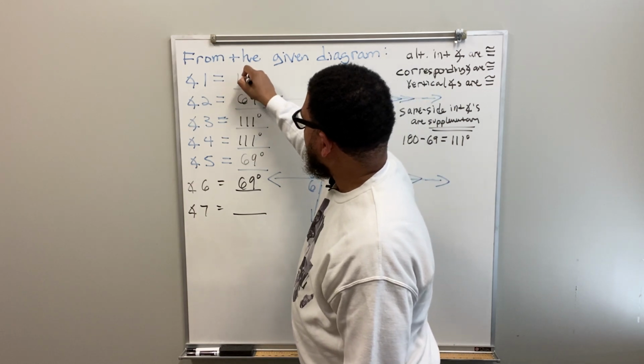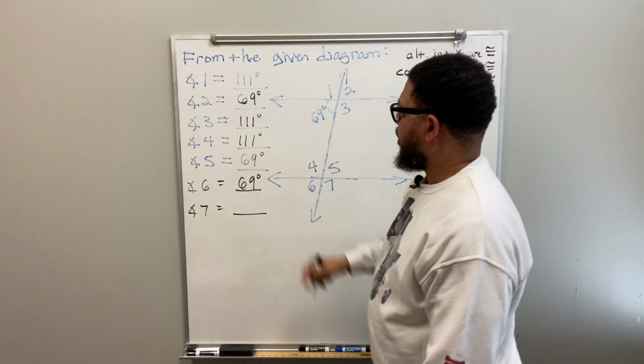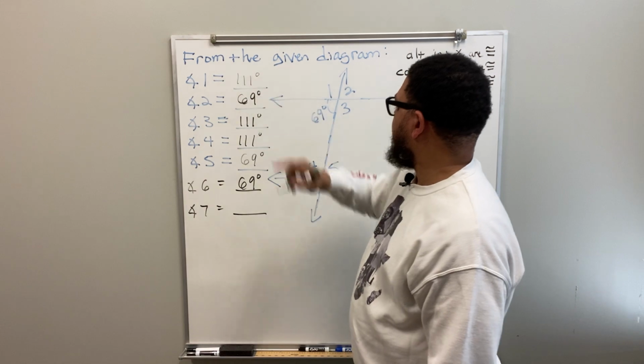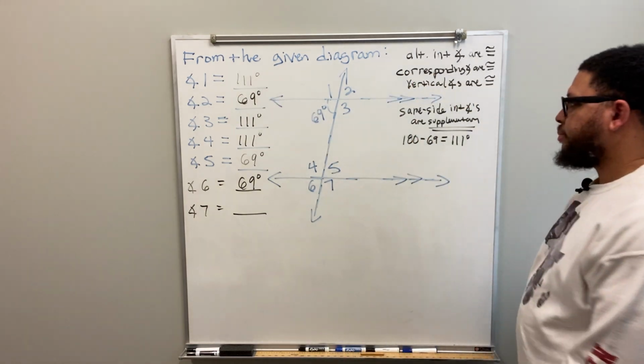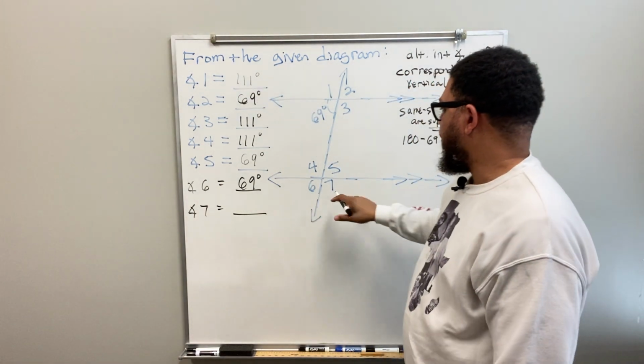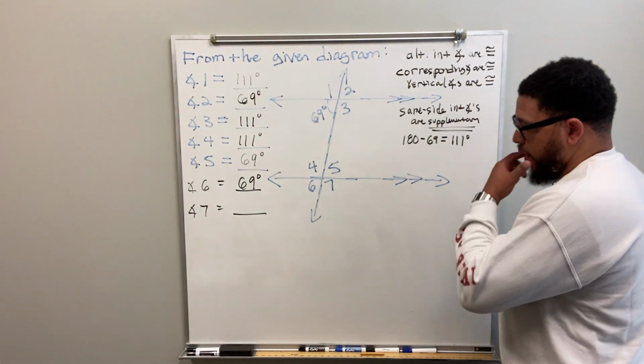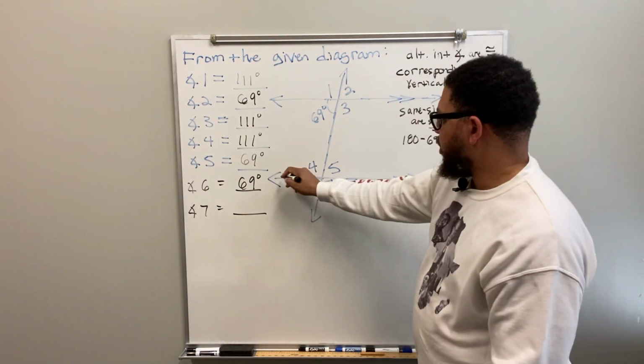So then we got 111. Because if angle 4 is 111, angle 1 must be 111. All right. Now, one last angle, angle 7. Now, there's a couple ways I can figure out angle 7. One way is, dig what happens here.